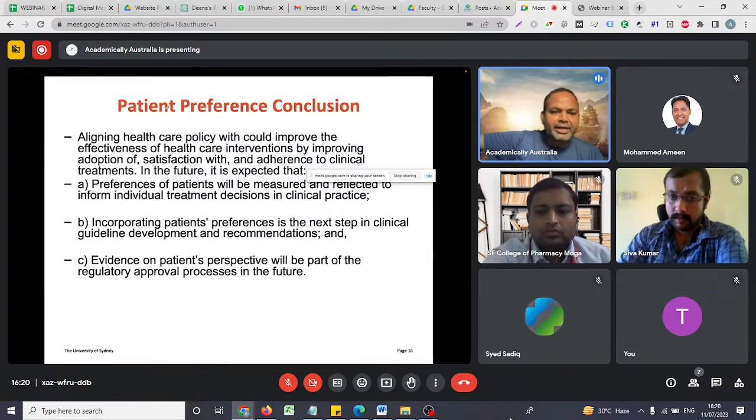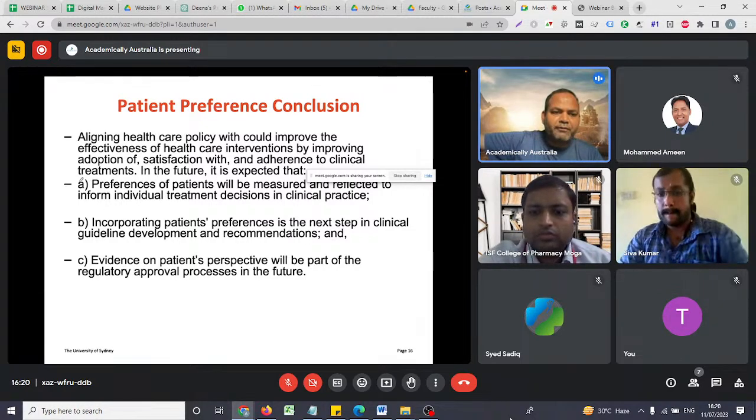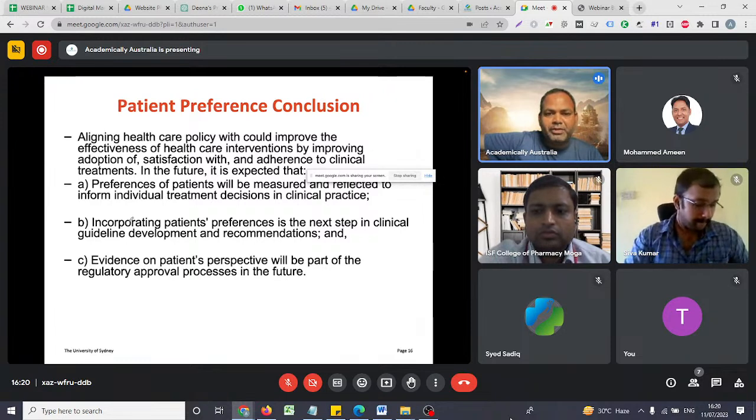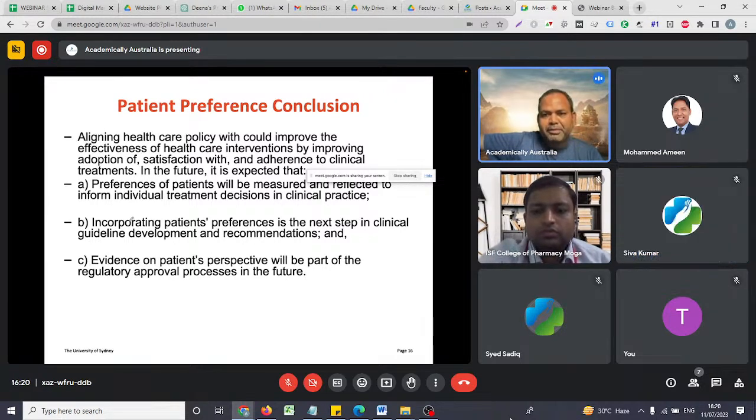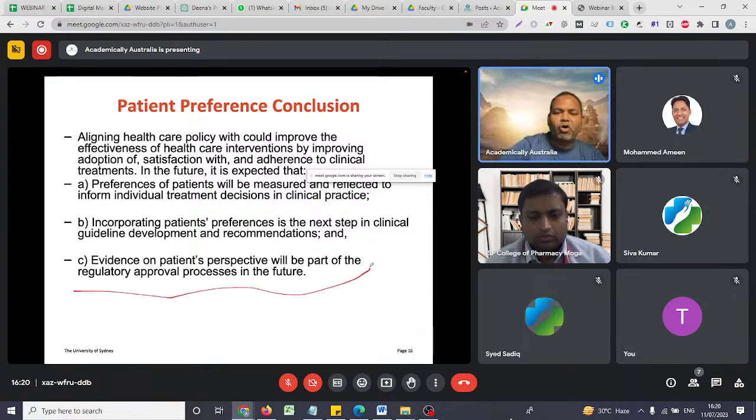Okay, and so these three important factors: preferences of patients will be measured and reflected to inform individual treatment decisions in clinical practice. Incorporating patient preferences is the next step in clinical guidelines, and evidence on patient perspective will be part of the regulatory approval in the future. So in the future, basically, any medication or any device going to be approved in any country, most likely they will see the evidence from patient preference before they give the approval.